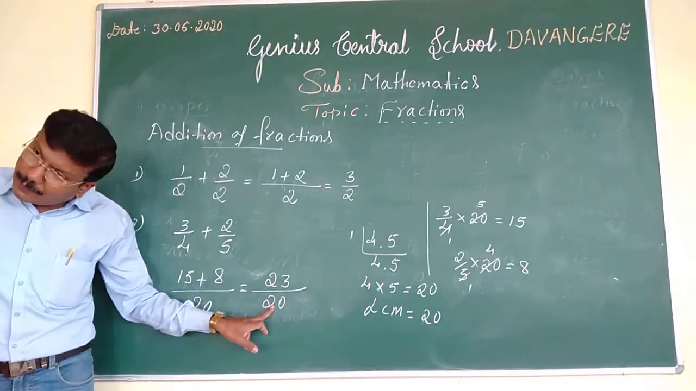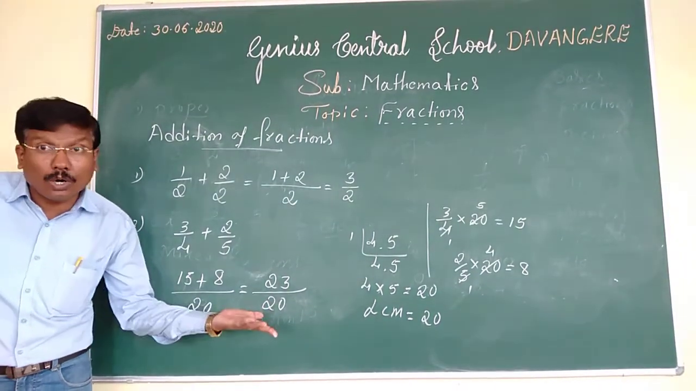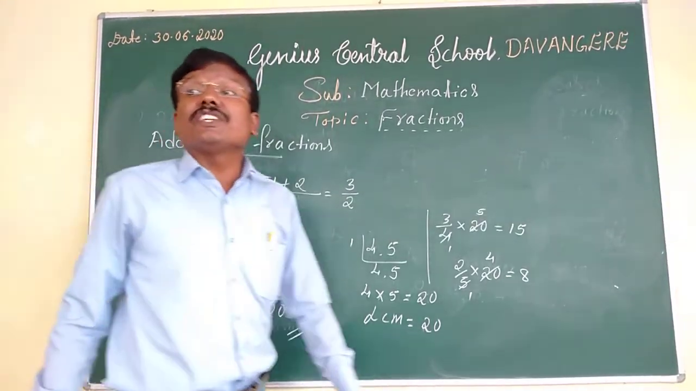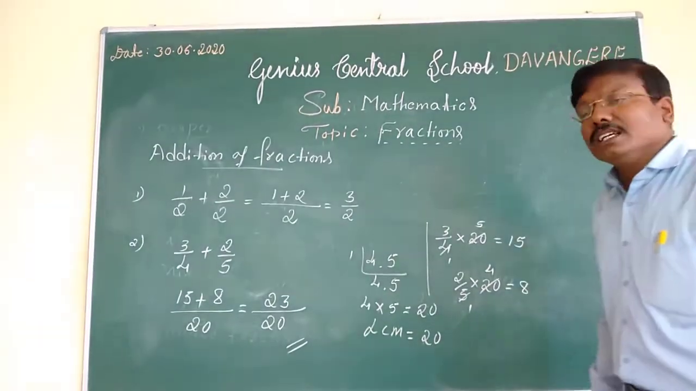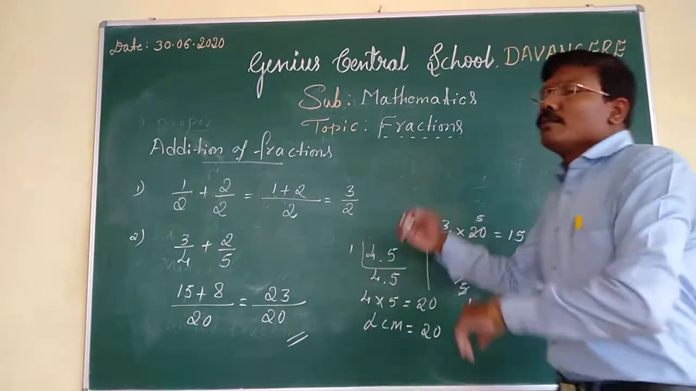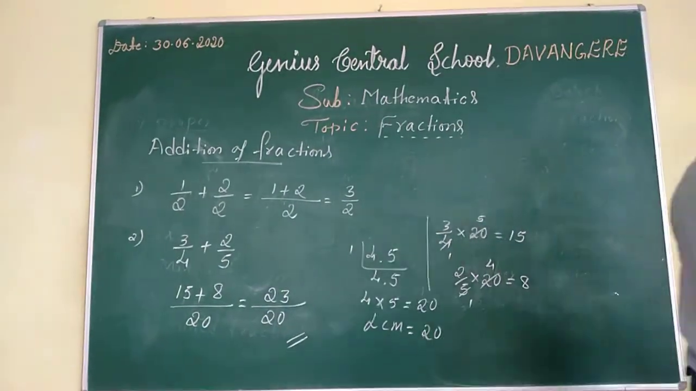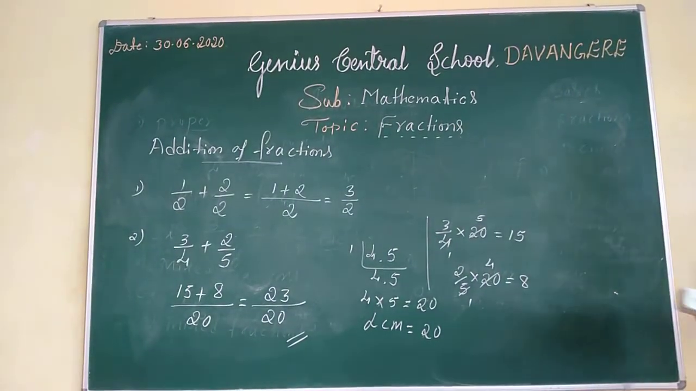23 by 20, is there a common multiple? Do they have a common multiple? No. This is the final answer. This is called addition of fractions. Understand? In the same way, we have to do subtraction of fractions. Look here. So now we are going to discuss subtraction of fractions.